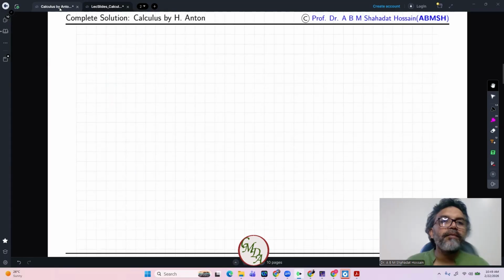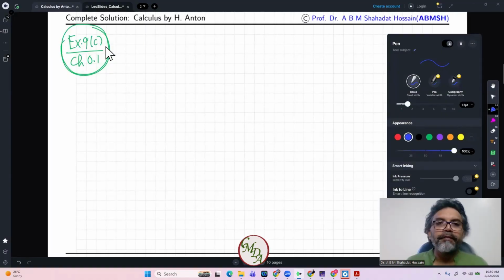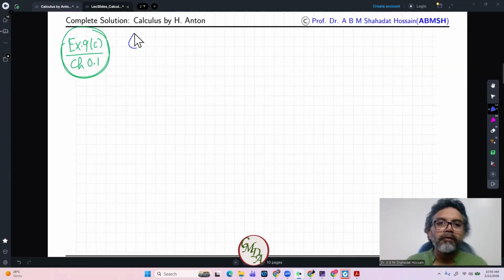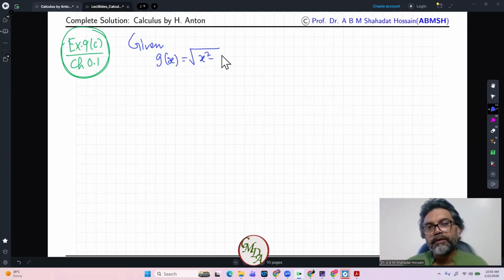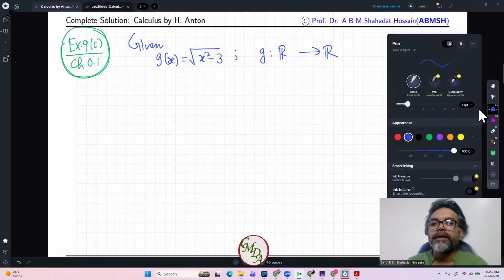So let us see problem 9c. 9c is g of x is equal to root over x squared minus 3. Given the function g of x is equal to root over x squared minus 3. So here g is again a mapping from the set R to R, a real valued function of a real variable. Now we need to find the domain of this function.